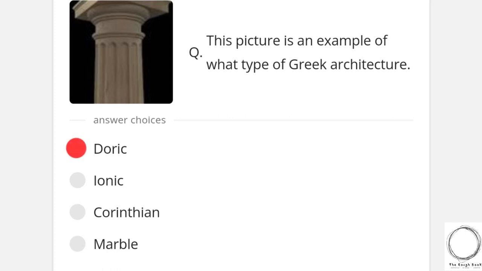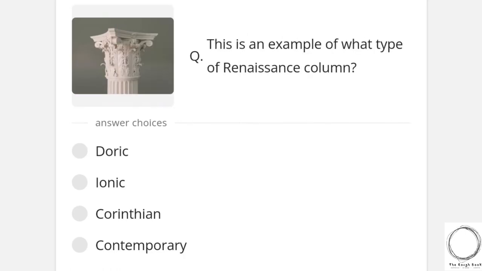These three orders from Greek architecture, that is Doric, Ionic, Corinthian, are very important and you should know how to differentiate between them. This is another similar question, that is, this is an example of what type of Renaissance column. And the options are Doric, Ionic, Corinthian, and contemporary, and the answer is Corinthian.